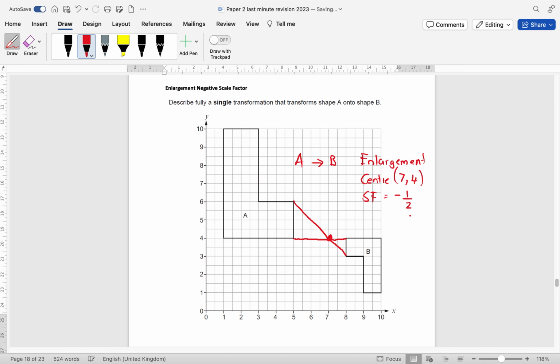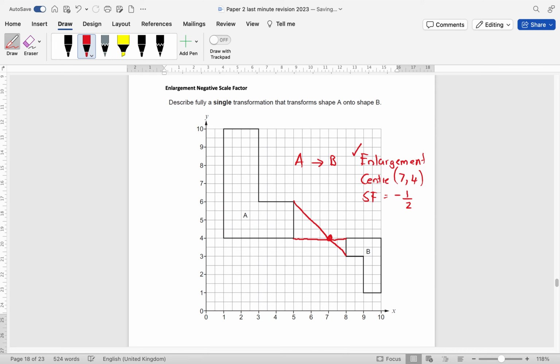The transformation I'm pretty confident on is a negative enlargement. Okay, don't write rotation, even though it looks like it's rotated. People still write rotation. This isn't a rotation; it's an enlargement. B is half the size of A. So the scale factor is a half, but it's going to be minus a half.